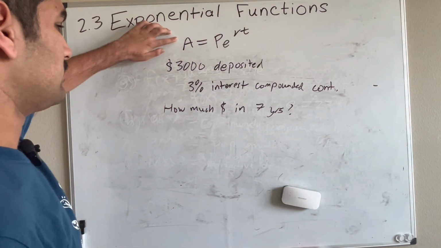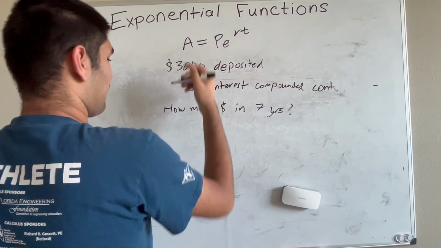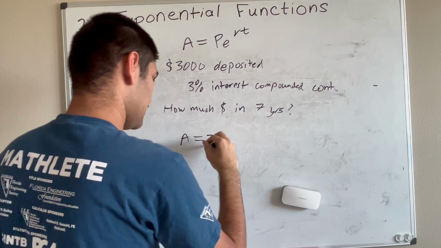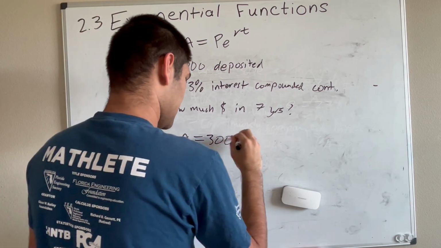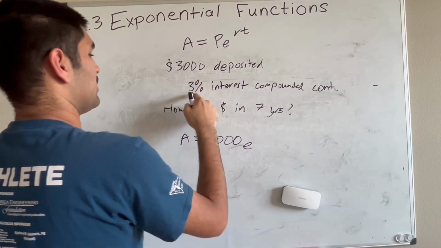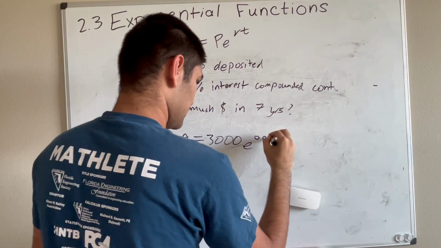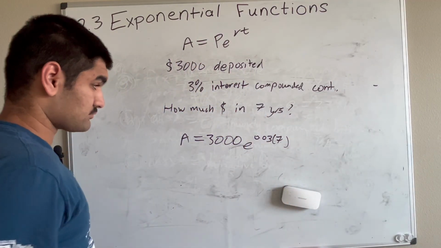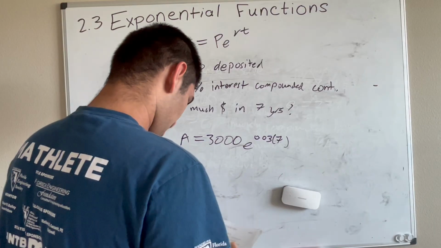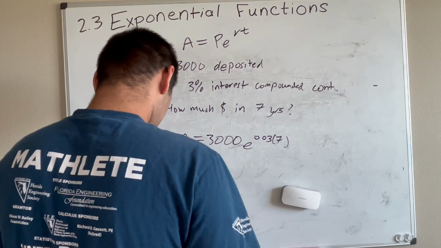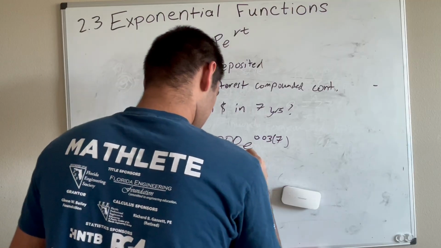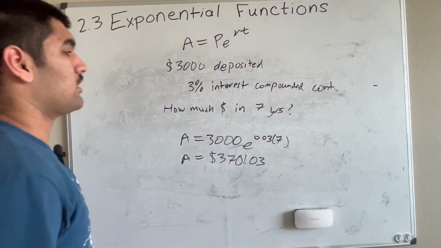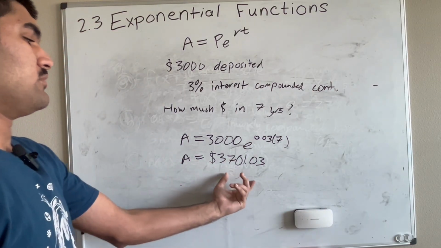So you can use this formula, right? A is your final amount, so that's what you want to find. P is your initial amount that you deposited, so in this case 3,000. E is just a number, and R is the interest rate, so 3%, so 0.03, and then T is just the time in years, so 7 years. All right, and then we could just put this into a calculator, and you would end up getting 3701.03, right? So if you put this money into a bank and it compounded continuously, you would get that much money.